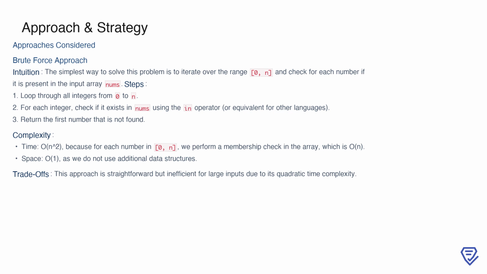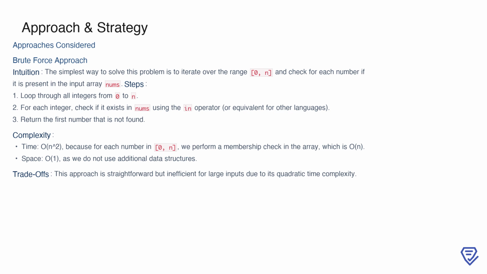To begin solving the missing number problem, the brute force approach is one of the most straightforward methods we can consider. The intuition behind this approach is simple. We iterate over the range of numbers from 0 to n, and for each number, we check whether it exists in the input array. If a number is not found, we return it as the missing number. The steps are clear. Loop through all integers from 0 to n, and for each integer, perform a membership check in the array using the in operator or its equivalent in other programming languages.